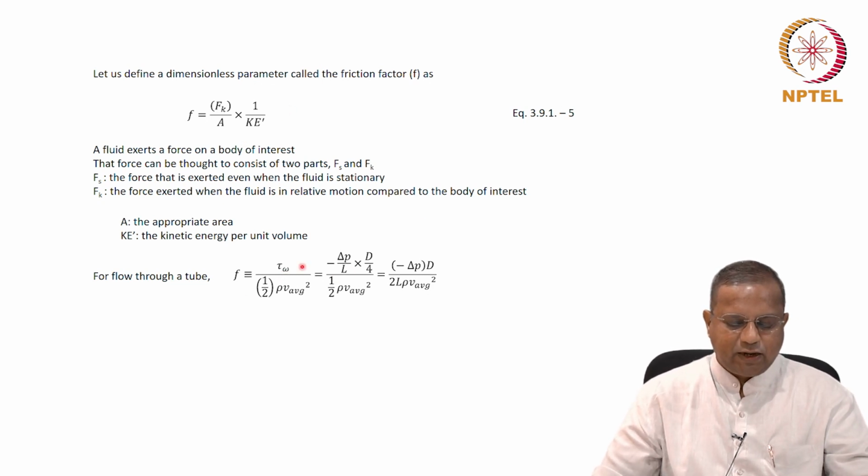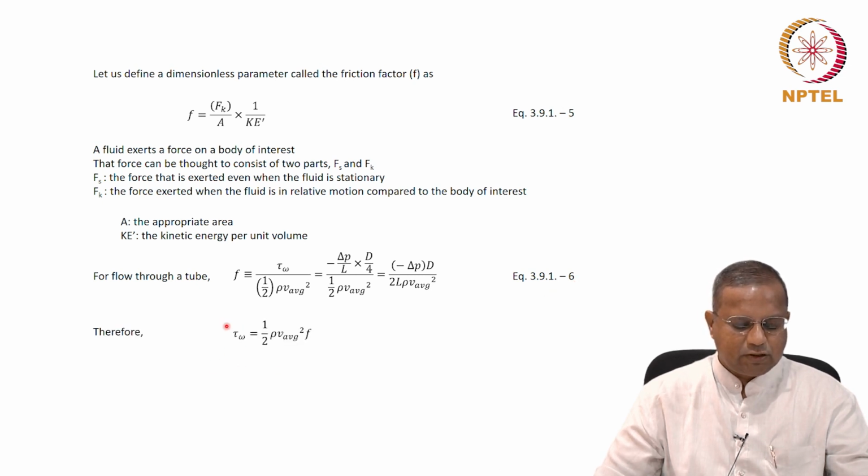And from whatever we have derived, we know that tau W equals minus delta P by L, d by 4. And therefore, if you cancel out the terms and simplify, we get the friction factor for this situation as minus delta P d divided by 2 L rho V average squared. So this is the friction factor for flow through a straight pipe. We'll call this equation 3.9.1-6.